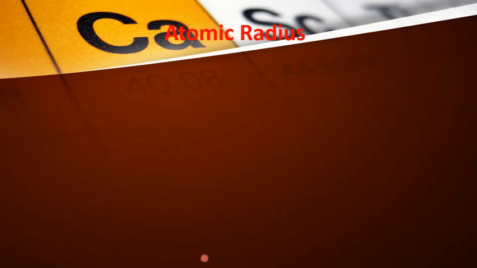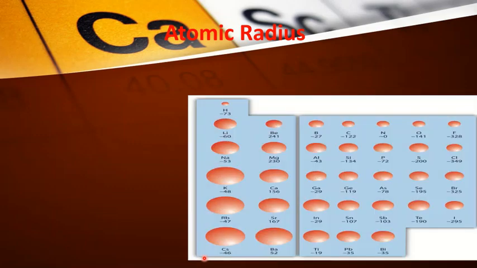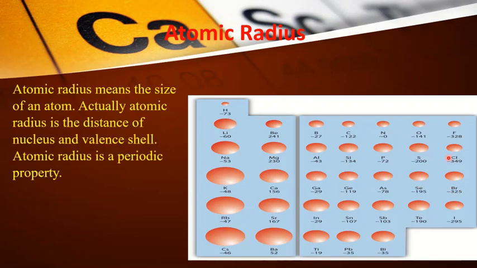Now, another periodic property, that is atomic radius. That means the radius of an atom, the size of an atom. Look, from here you will get the idea of the change of atomic radius. Everywhere from top to bottom, the atomic radius gradually increases, and in every period from left to right, atomic radius gradually decreases. What is atomic radius? Atomic radius means the size of an atom.